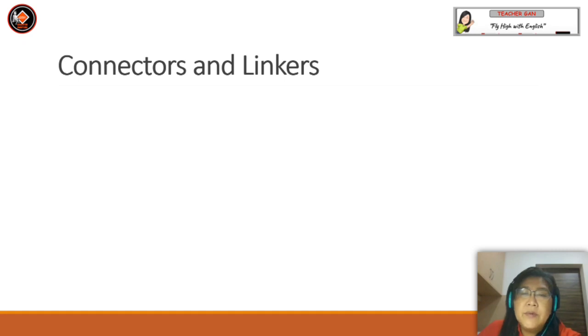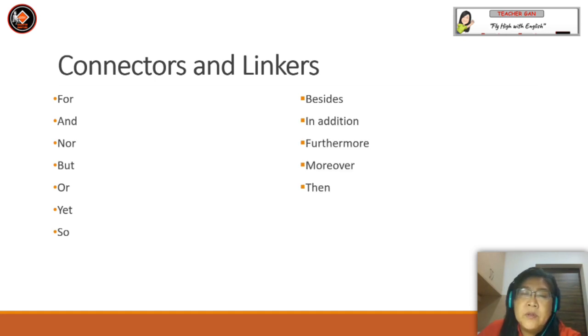For your writing, remember that you need to use connectors and linkers such as for, and, nor, but, or, yet, and so. So these are simple connectors. So you can use better ones like besides, in addition, furthermore, moreover, then, next, after that, subsequently. Subsequently here means after that, okay, or next.